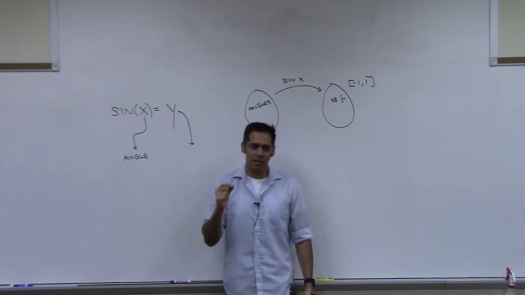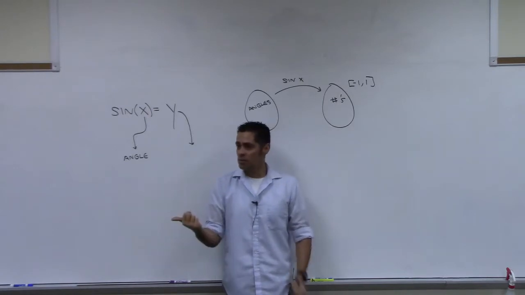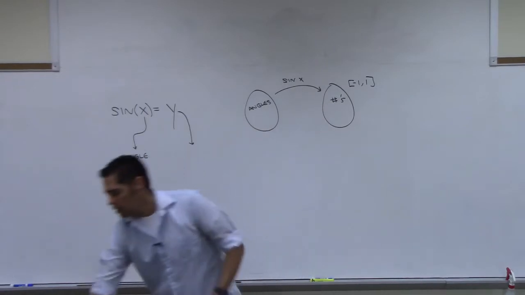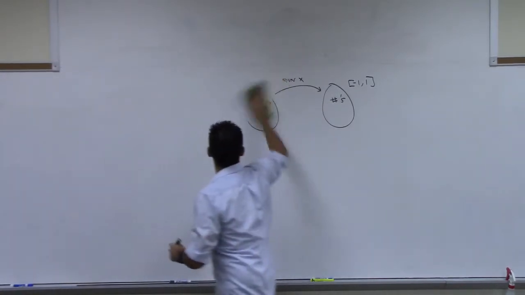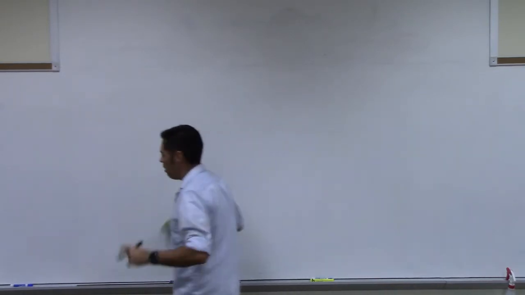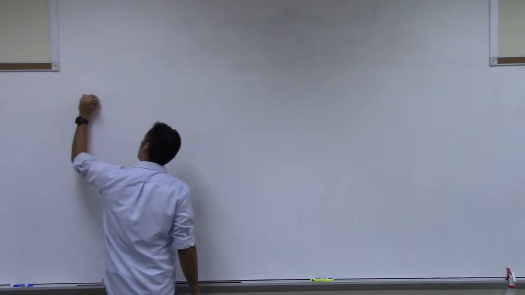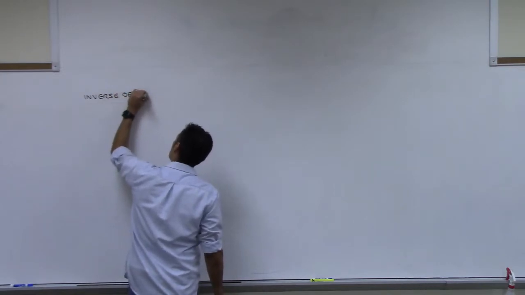Just always keep that in mind. When you're dealing with an inverse trig function, the angle comes out. A number is what goes in. It's the reverse of this. Okay, let's get to it. And that works for sine, cosine, tangent, cotangent, secant, all of them. So we are now going to talk about the inverse of sine.